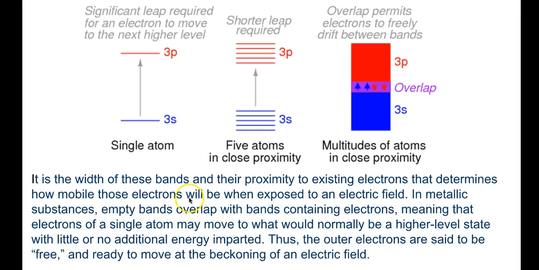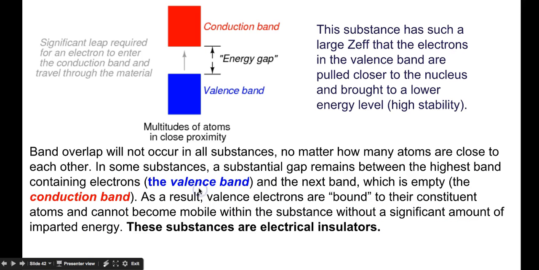All right, so it is the width of these bands and their proximity to existing electrons that determines how mobile these electrons are when exposed to an electrical field. The idea is that these are mobile electrons that can occur in these bands. And it only occurs under a set of conditions: they have to be interconnected. They can't be single atoms close to each other like this is saying. So I'm not loving this. All right, moving forward.